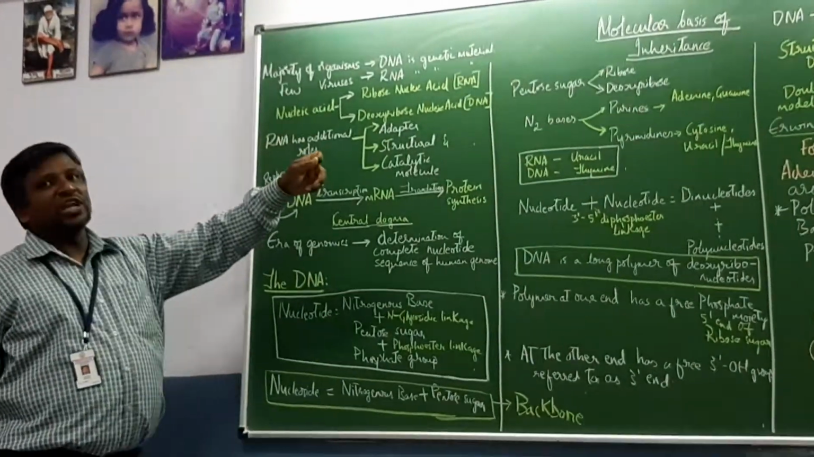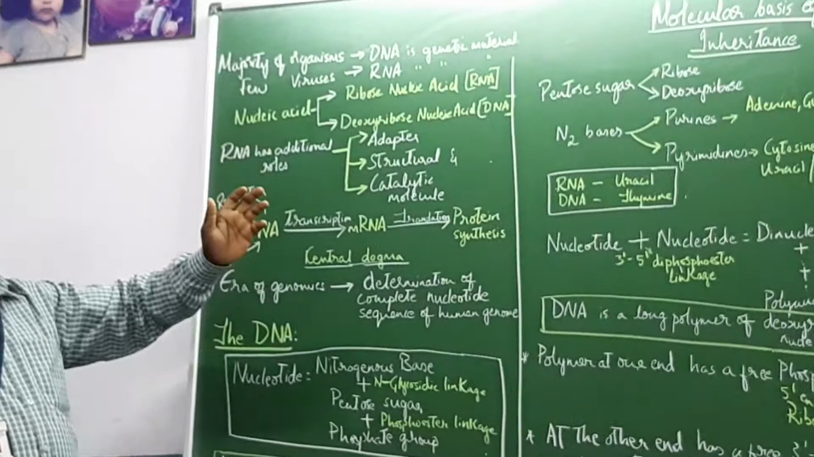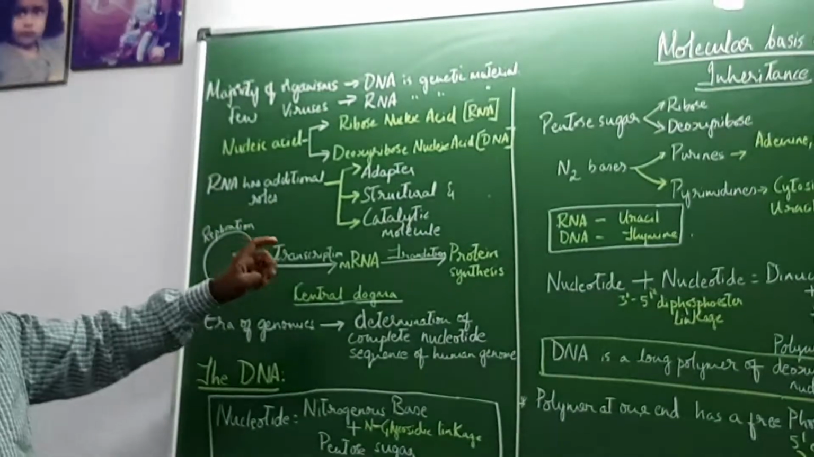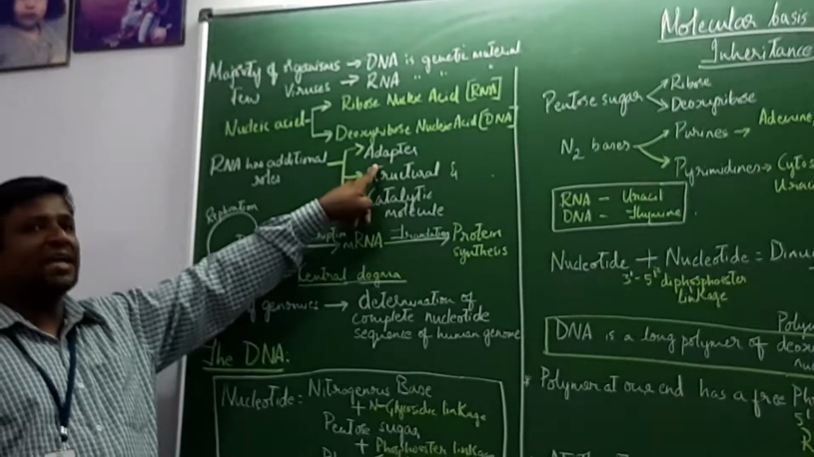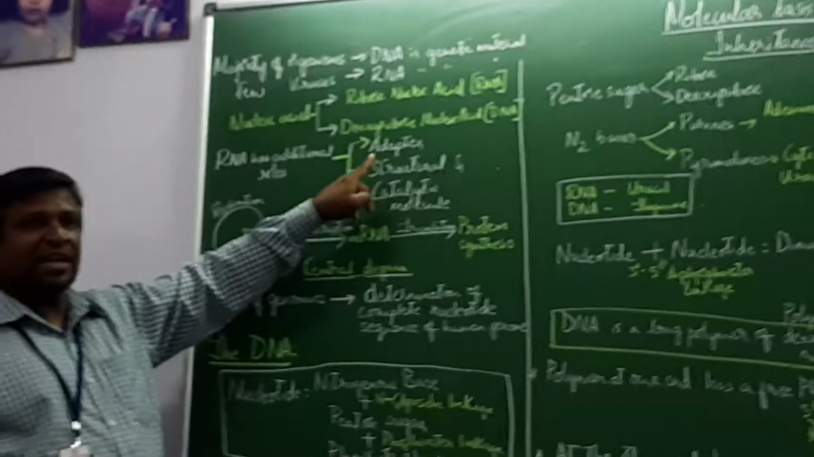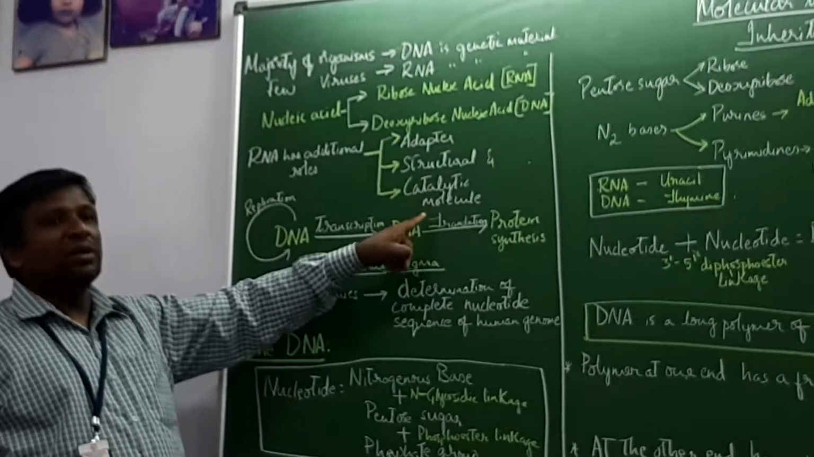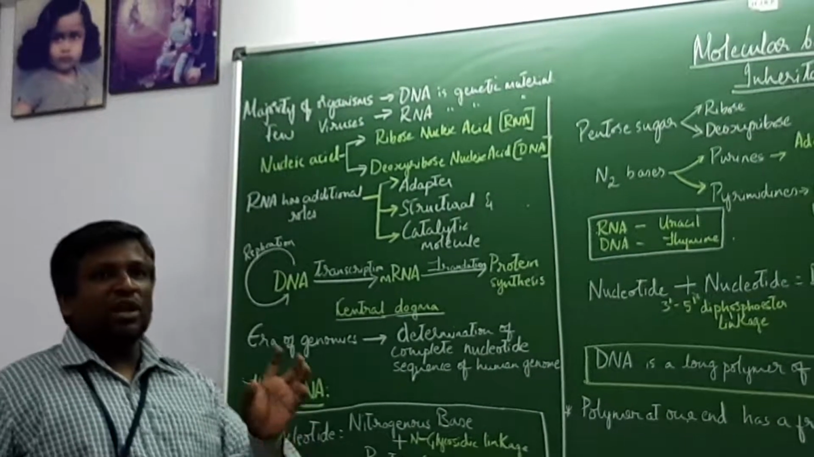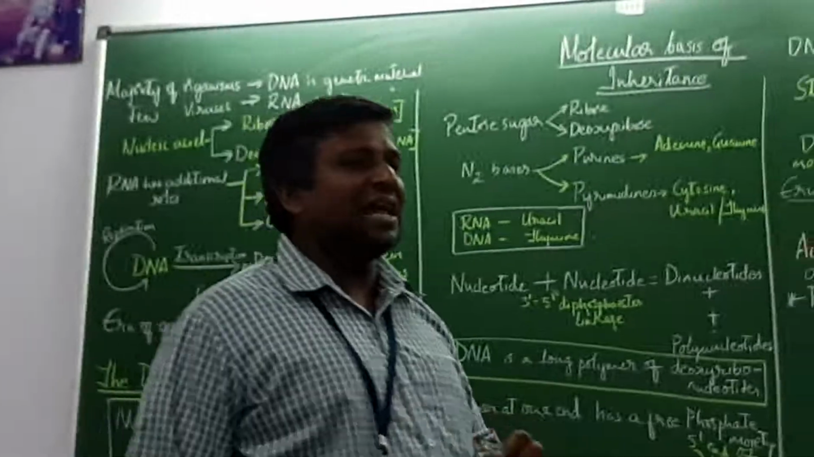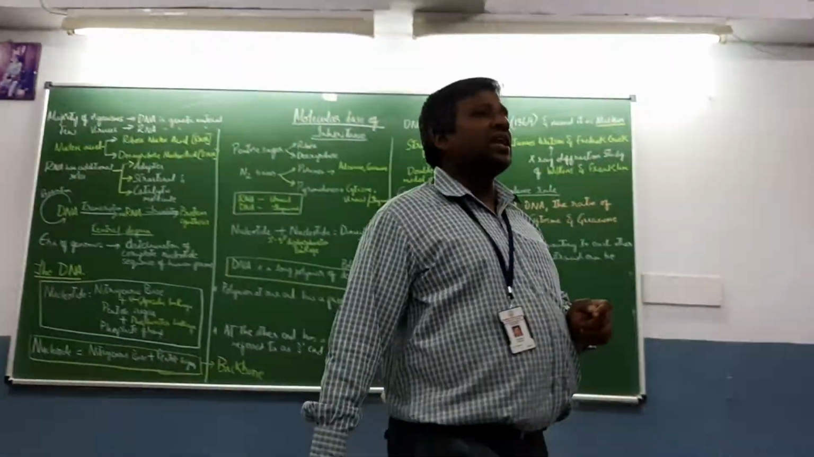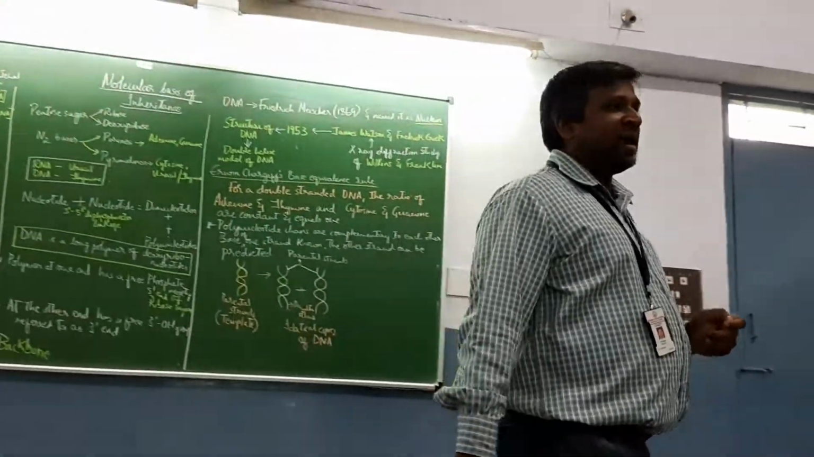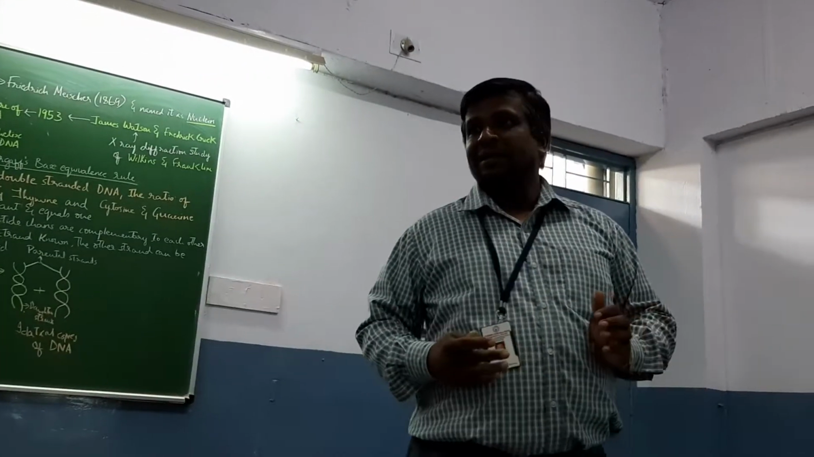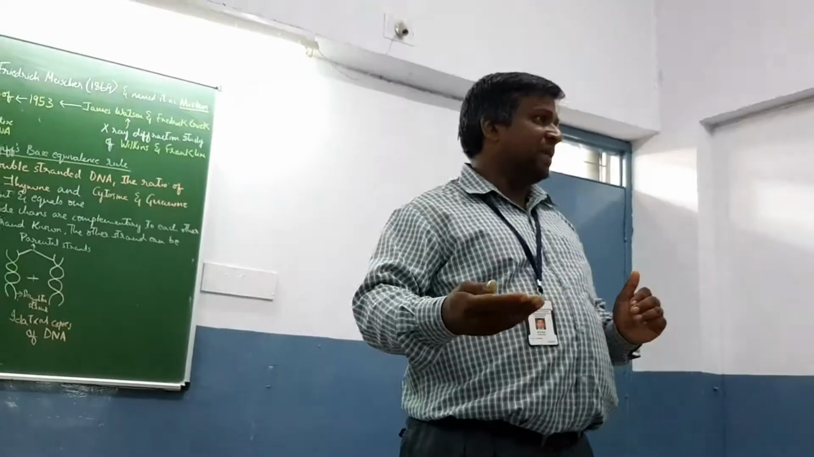RNA has additional roles apart from being a genetic material in a few viruses. They also have additional roles like adapter, tRNA, structural molecule. It can also be a catalytic molecule. One of the important aspects of molecular biology is the central dogma of molecular biology. Dogma means an unchanged principle.